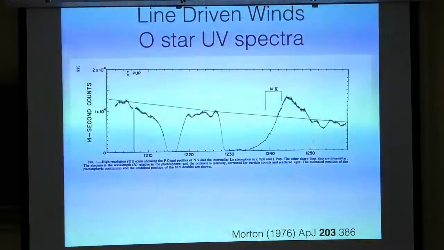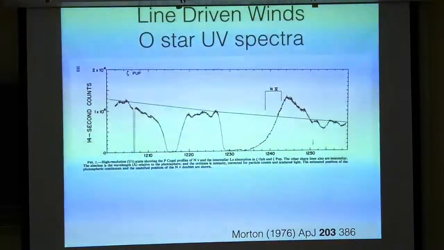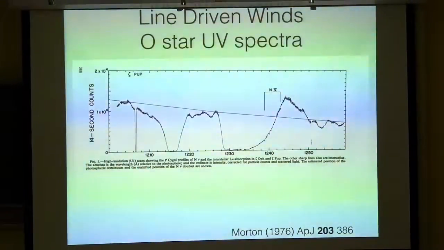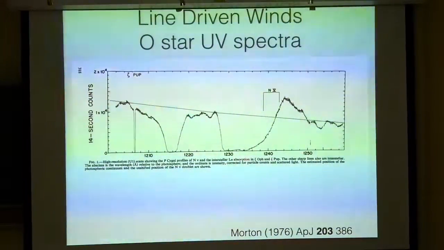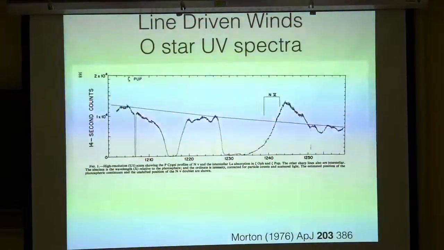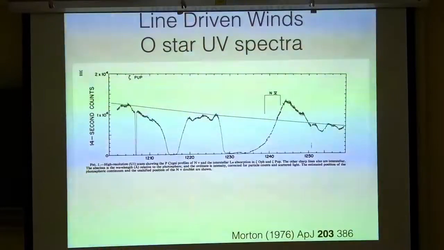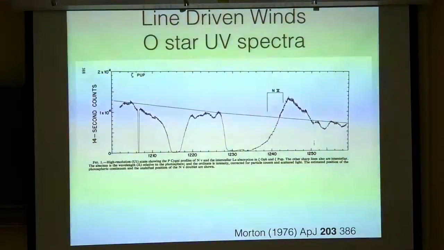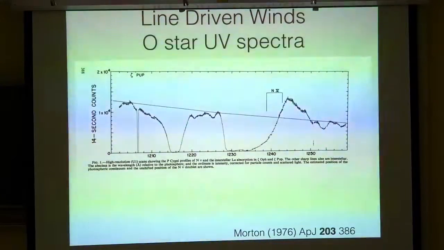So, line driven winds are seen from most stars. This is the classic example; the discovery was back in the 70s. This is showing a spectrum taken from a satellite, in the ultraviolet. This is wavelength, and the counts here are essentially just the intensity. This is a hot, massive star. You can see here there's a nitrogen V line, or doublet I should say, at that wavelength, and Lyman alpha at 1215. You can see there's this emission and then a big absorption trough.